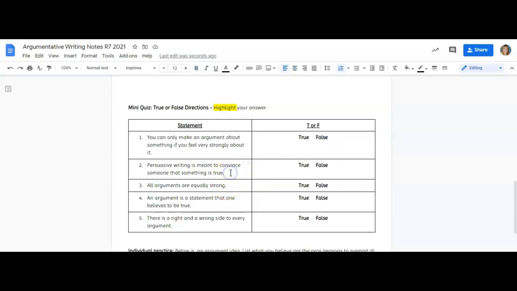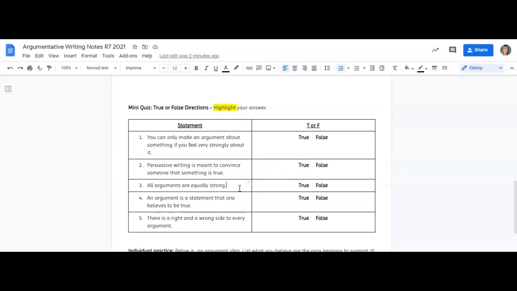Here's the next question. Persuasive writing is meant to convince someone that something is true. How would you answer that? True or false? Think in your mind. Persuasive writing is meant to convince someone that something is true. That is true. When you're trying to persuade somebody of something, you want to be very convincing.